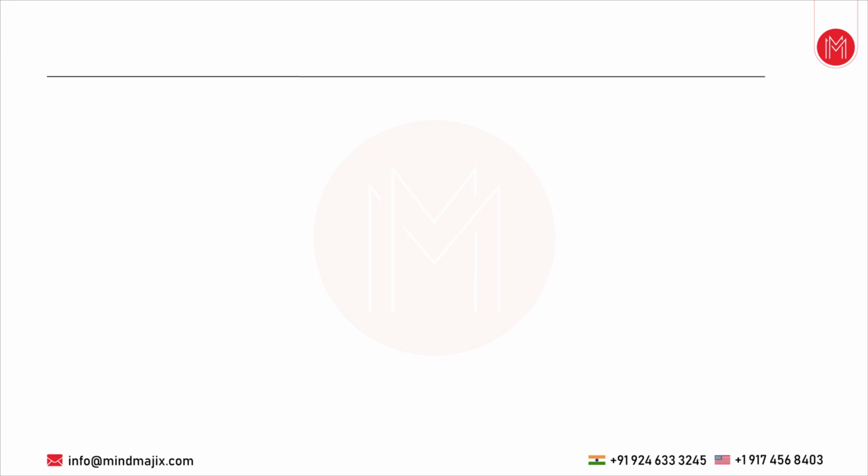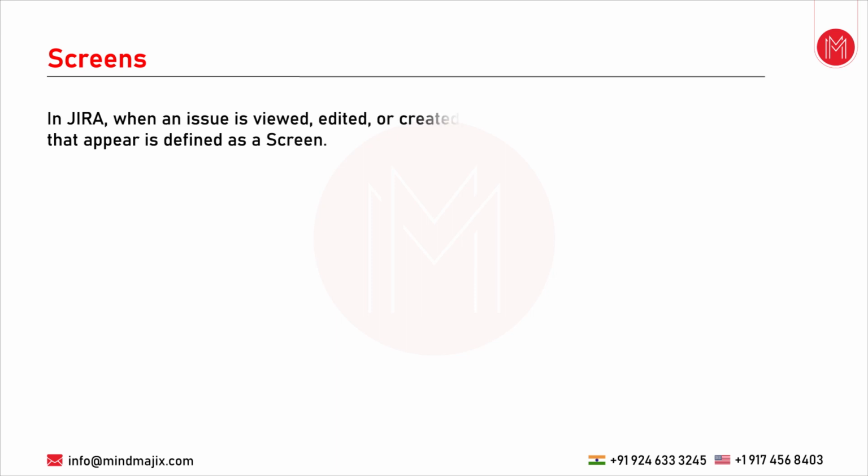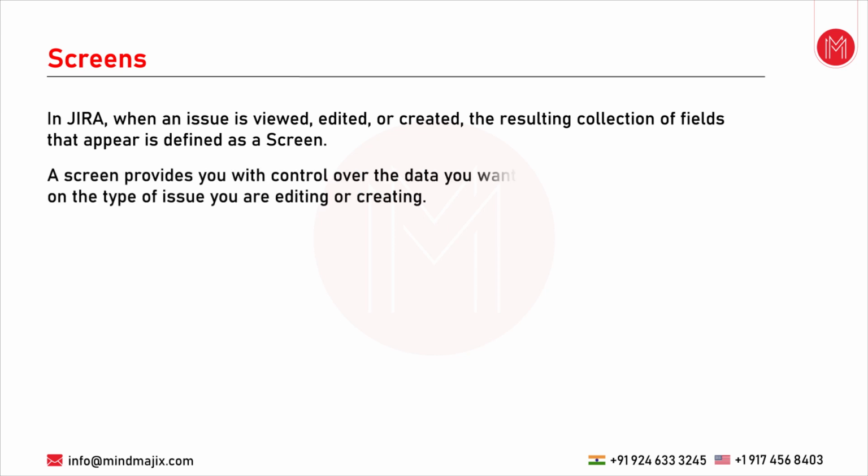Okay, let's move on to the next concept here, and the next concept is screen. So in JIRA, when an issue is viewed, edited, or created, the resulting collection of fields that appear is defined as a screen. A screen provides you with control over the data that you want to get included in your issue, based on the type of issue that you're editing or creating.